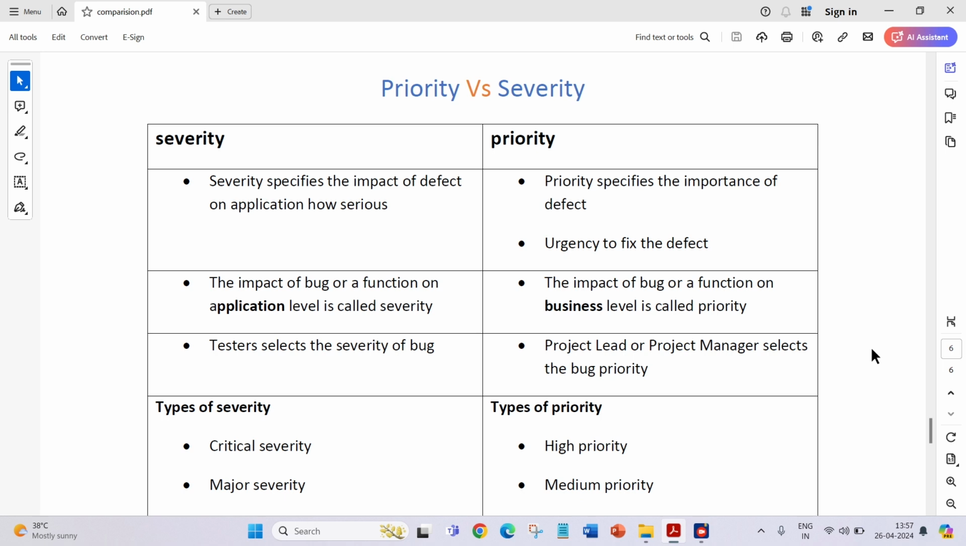The next difference is, the tester selects the severity of a bug, whereas the priority of the bug is selected by the project lead or the project manager.